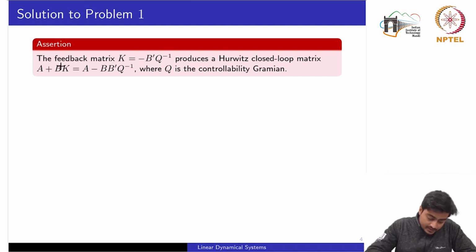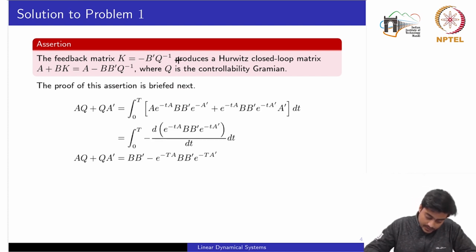The result says that the feedback matrix K given by minus B transpose Q inverse produces a Hurwitz closed loop matrix A plus BK, which is equivalent to this one if I substitute K from here to here, where Q is the controllability Gramian. In the controllability week, we had seen how to compute the controllability Gramian. Once we compute that Gramian, the B matrix is already known to us, so by using this formula, I can compute the state feedback gain.